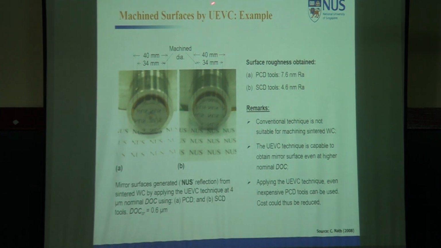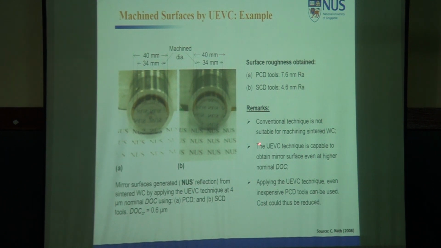Machined surface by ultrasonic elliptical vibration cutting. The material has a mirror surface finish. The material is tungsten carbide, applying ultrasonic elliptical vibration cutting technique at 4 micron nominal depth of cut using PCD and single crystal diamond. Depth of cut is 6 micron. Surface finish using PCD was 7.5 micron RA, and single crystal diamond was 4.6 micron. Depending on what you want to use, if you want to use PCD or single crystal diamond, this is the variation.